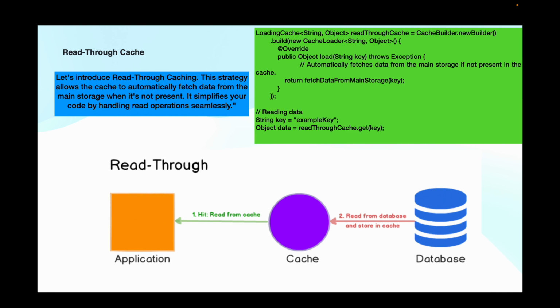So here is the example of how it is reading from the database to the cache and to our application. Simple. Hope you understood it. Let's move to the next.